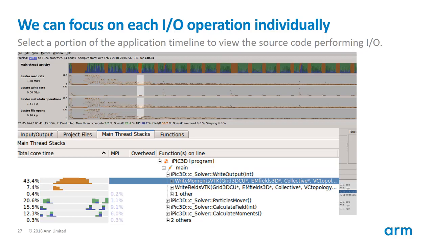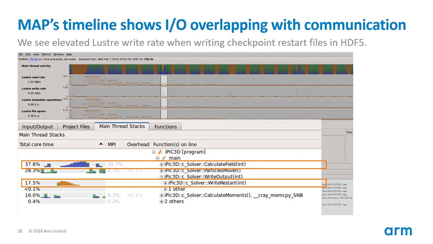Focusing on the part of the timeline where the checkpoint restart file is written, we can see that not only does HDF5 realize an almost 2 GB per second write rate, there's also some overlap between MPI communication in the calculate field routine and the I/O operations in the write restart routine.